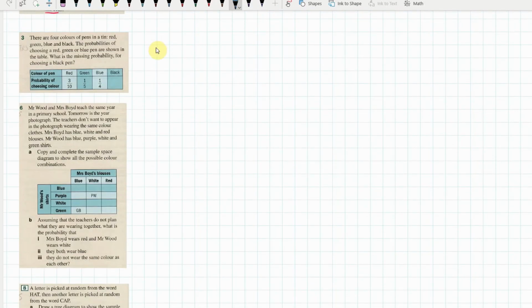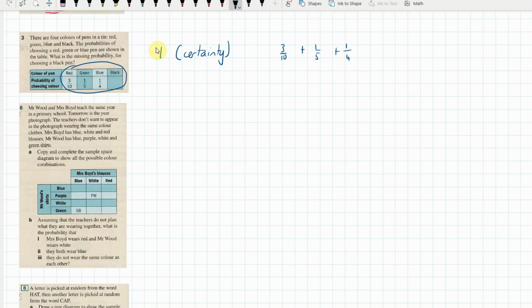So for question 3, we have 4 different colours of pen in the tin. Just 4 colours, red, green, blue, and black. And we need to find out the probability of black. Now the key thing here is to remember that these are the only 4 options, and all options must add up to a probability of 1. 1 is certainty. So all we need to do is find out what the red, the green, and the blue add up to, and then we subtract it from 1.